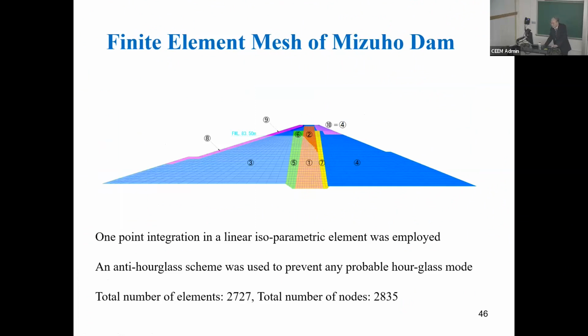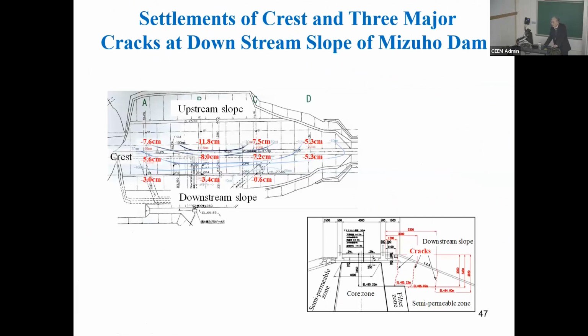We analyze this problem using 1-point integration in the linear isoparametric element. Anti-hourglass scheme was used to prevent any probable hourglass movement. Settlement of crest around 12 centimeters. And major crack downstream through.